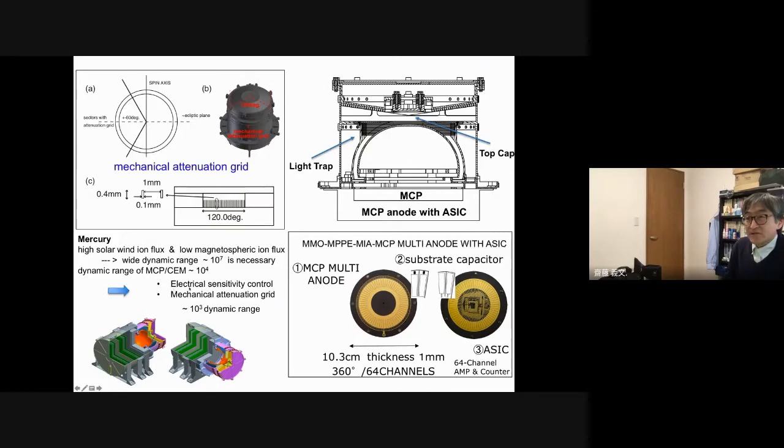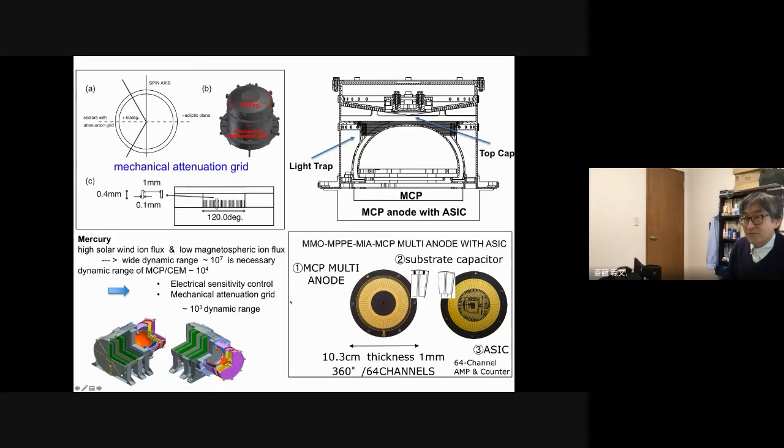In this case, we use electrical sensitivity control by applying high voltage to the stop cap part. By changing the applied high voltage, we can reduce the geometrical factor down to about 1%. Another way is to use a mechanical attenuation grid. In this case, we put this mechanical attenuation grid on about 1/3 of the entrance part. Using this attenuation grid, the incident flux is reduced to about 10%. So using both this mechanical attenuation grid and electrical sensitivity control, the 10 to the 3rd dynamic range is realized using one instrument.